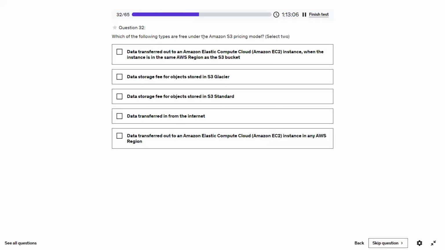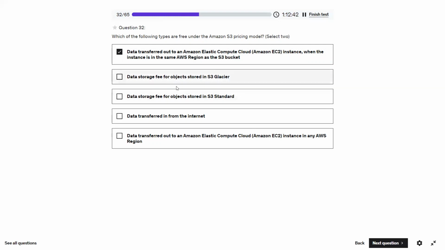Which of the following are free under the Amazon S3 pricing model? So what is free? Data transfer out of S3 when the instance is in the same region as the S3 bucket. So looks okay. Data transfer from one service to another service is free. Data storage fee per object stored in S3 Glacier, doesn't look correct because there is a storage cost.